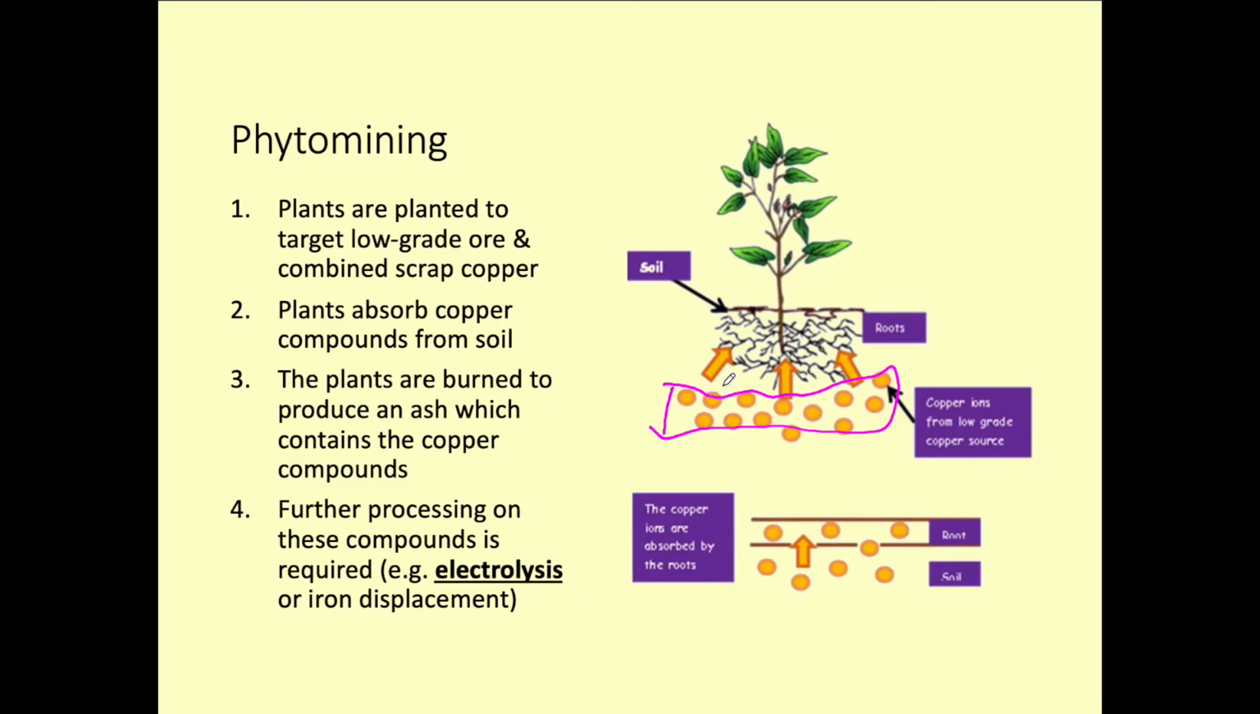So those copper compounds are taken out of the soil and into the root. What we then do is we burn the plants, which leaves behind an ash, and in that ash we then have those original copper compounds. So the benefit of this phytomining process is how we get the copper compounds from the soil into the ash. But we do need to do further processing on these compounds.